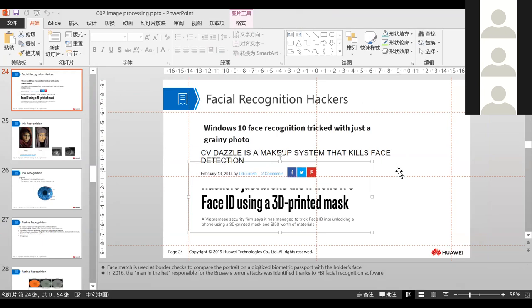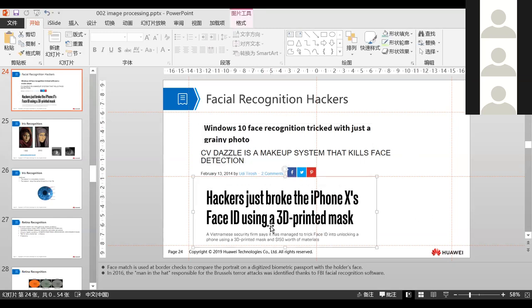Nowadays we use our face to unlock our phones, but it may cause some security problems. For example, a makeup system can fool a face detection or face recognition model. And also we can use a photo to fool the Windows 10 face recognition system. Another title is that we can use a 3D printed mask to fool iPhone's Face ID. So, although face recognition is the most popular and most commonly used application in computer vision, it has a lot of questions.